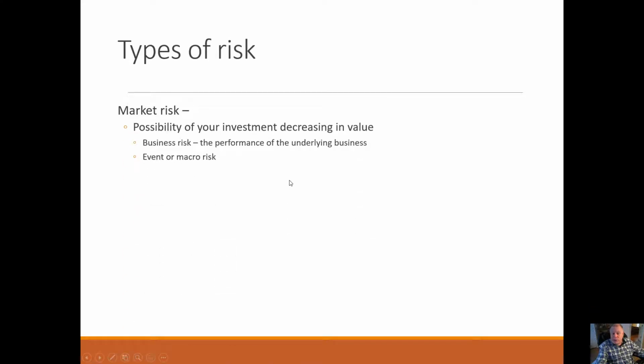There's the market risk, the possibility of your investment decreasing in value. And that can happen based on business risk, the performance of the underlying business. You've looked at the fundamentals, something happens, and sales are negatively impacted, expenses, profit doesn't come out to what's expected to be, failure to implement a strategy. Then there is what we'll call event or macro risk. These are things that happen in the general economy and in the world, and as a result, they cause market values of equities to go down.